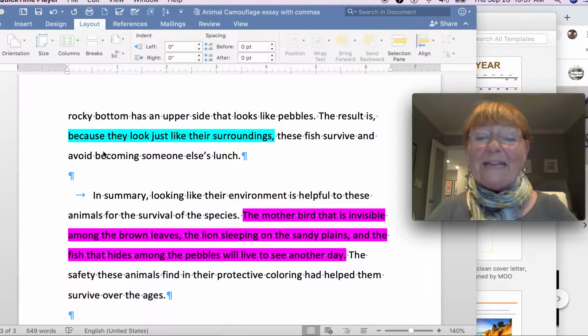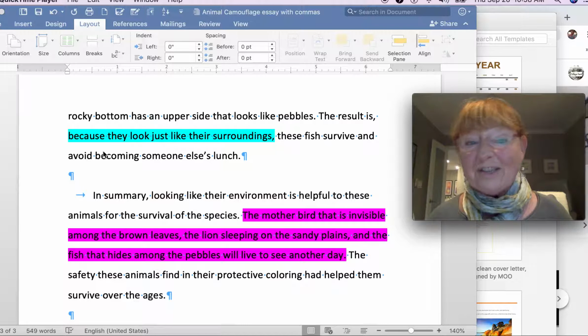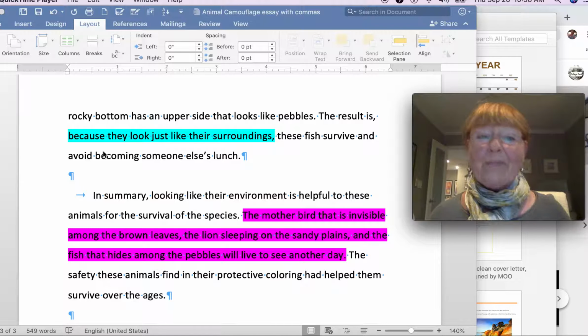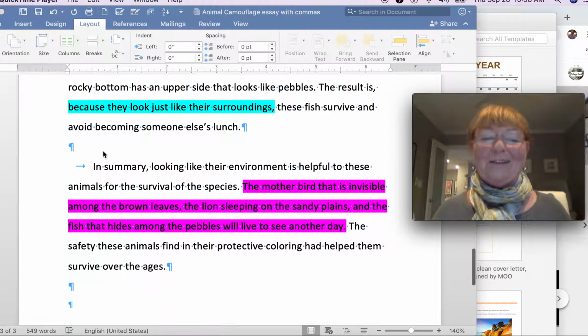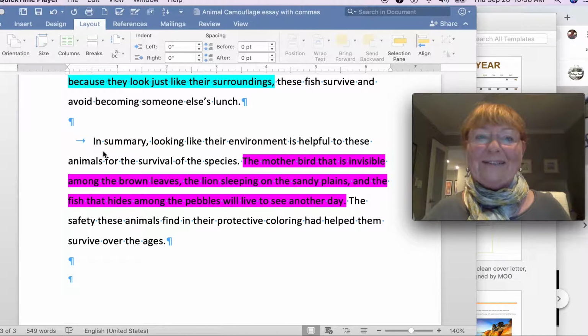The result is because they look just like their surroundings. All right, because they look just like their surroundings is an adverb clause. And the result is has a comma after it because it comes in front of the subject of the main clause, these fish. And the comma is also there because you have the word because they look just like their surroundings. That's an adverb clause. In summary, comma, of course you know that, after all these transitions that come in front of the subject.